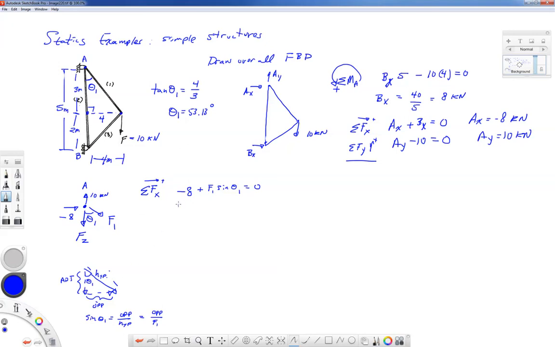All right, so now I'm going to solve for my force F1. I know that my angle is 53.13 degrees, so I'm going to move the 8 to the other side and divide it by the sine of 53.13 degrees.